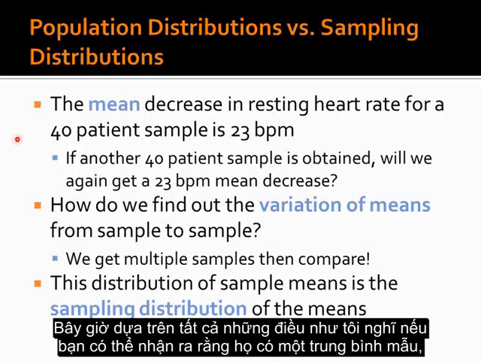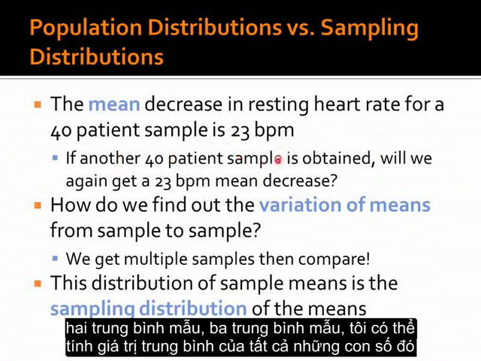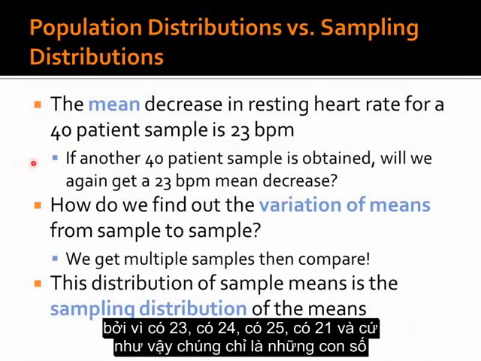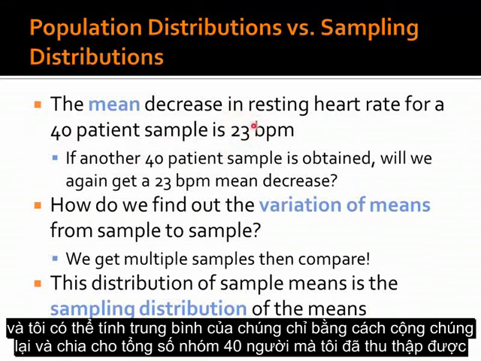Now, based on all that, I think you can realize that if I got one sample mean, two sample means, three sample means, I can calculate the average of all those numbers, right? Because there's a 23, there's a 24, there's a 25, there's a 21, and so on. They're just numbers, and I can calculate an average of them just by adding them all up and dividing by the total number of groups of 40 which I collected.